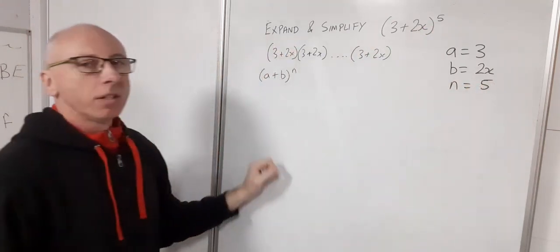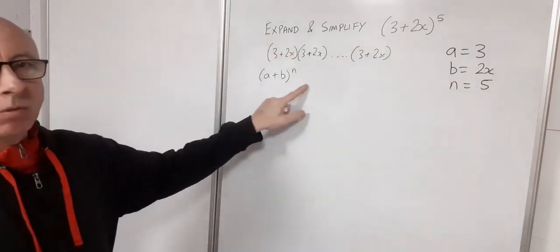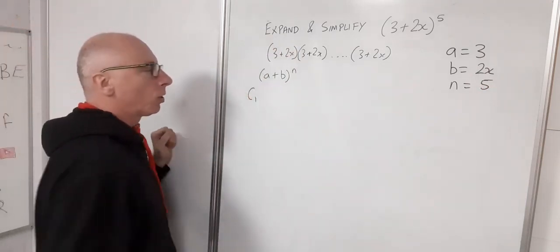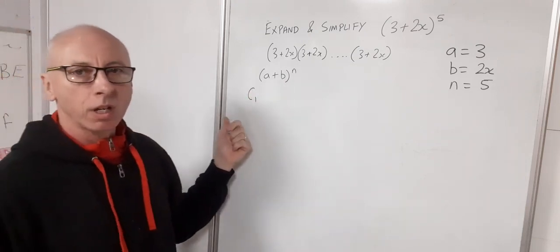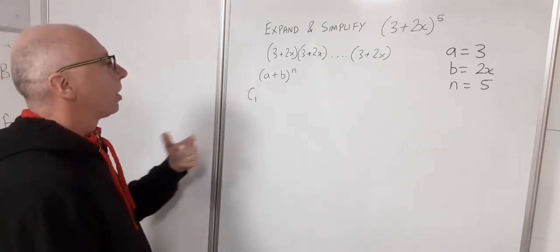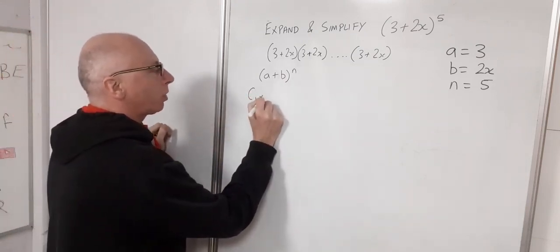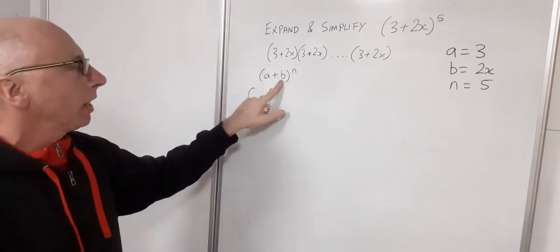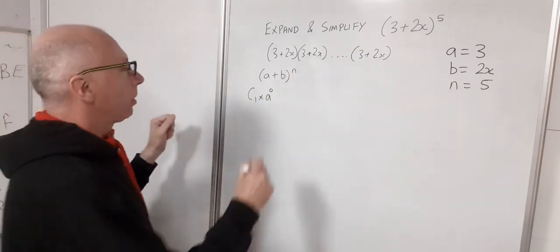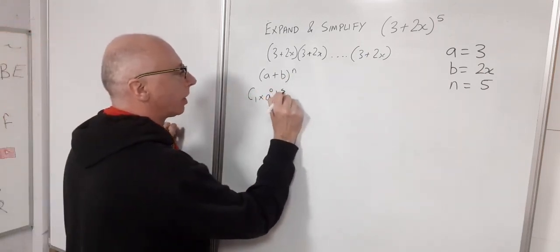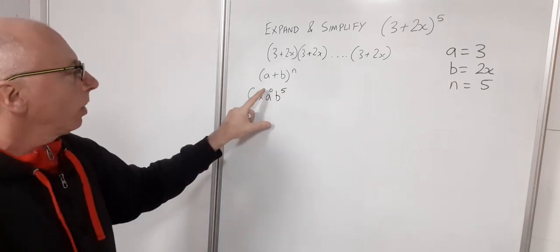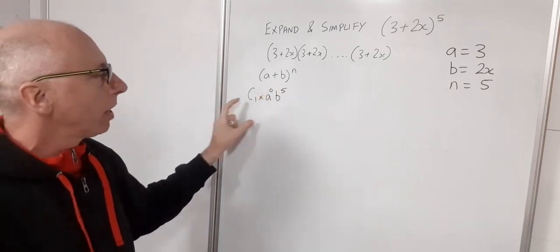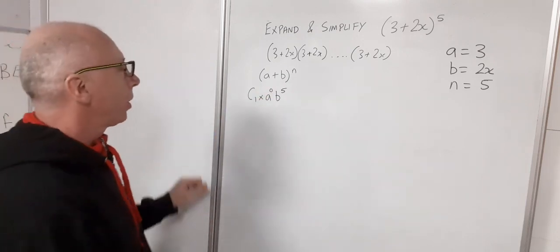Okay, so what we do is, the general way to write this would be, we have a coefficient which we call coefficient 1. I'm going to show you a nice way to find those in a moment. So coefficient 1, and then we multiply that by a to the power of 0, and then b to the power of n. So in this case it's b to the 5. And then what happens is this will increase by 1 each time, and this will decrease by 1 each time as we go along all of the terms.